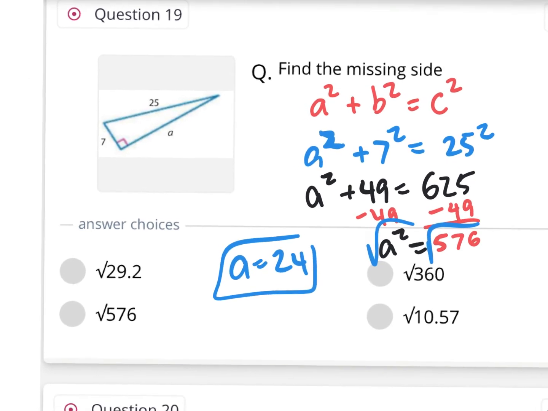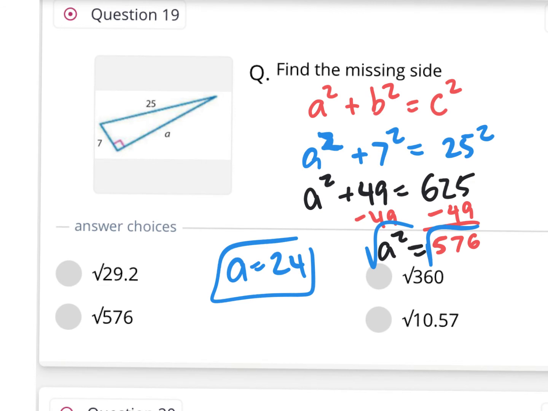Okay, I was freaking out right now because I couldn't find the answer 24, but they don't write it as the answer 24. I don't know why. They actually wrote it as you see right here, the square root of 576, which is our answer over here, the square root of 576. That's weird. Anyway, let's move on.